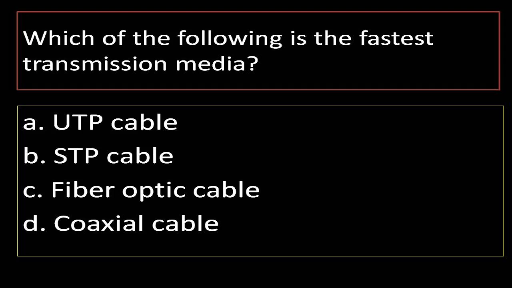Which of the following is the fastest transmission media? Option A UTP cable, option B STP cable, option C fiber optic cable, option D coaxial cable. And the right answer is option C fiber optic cable.